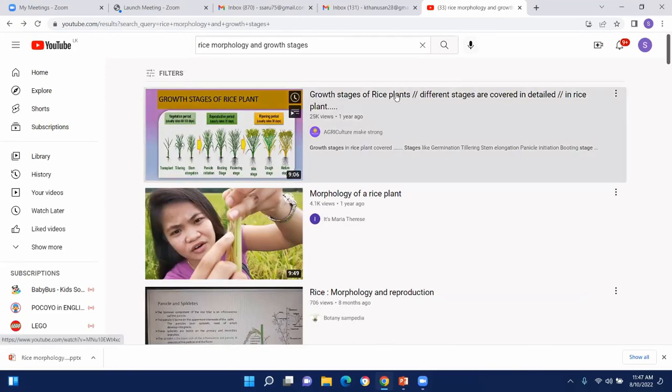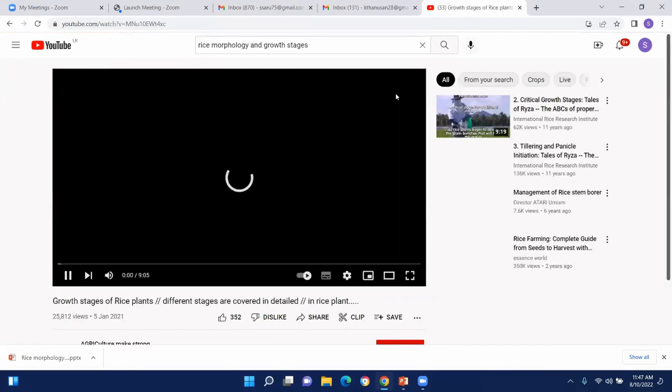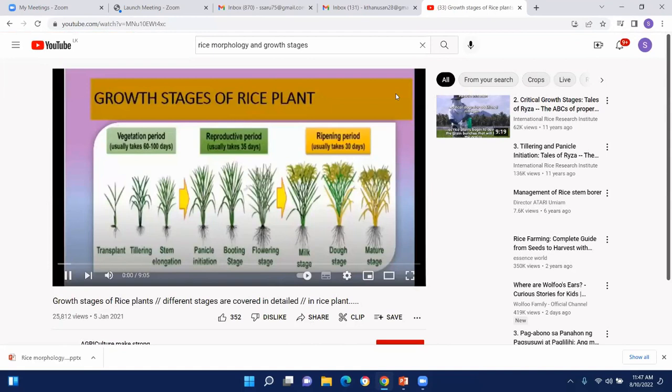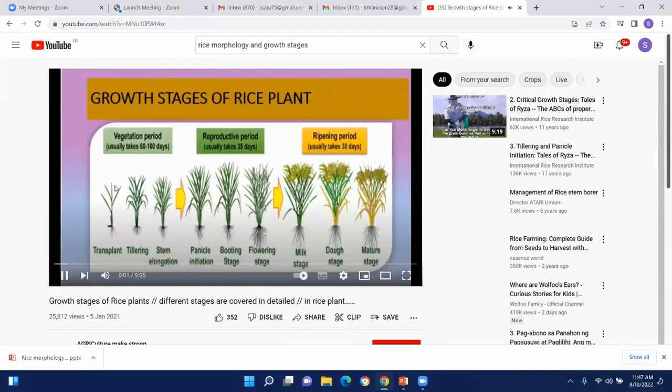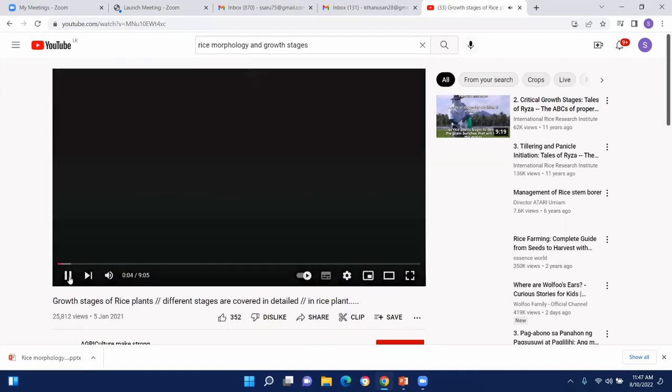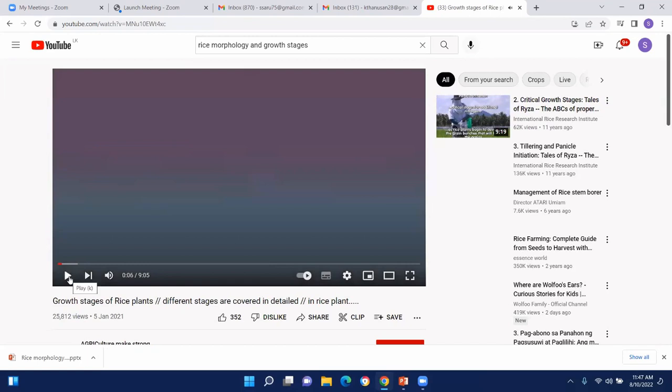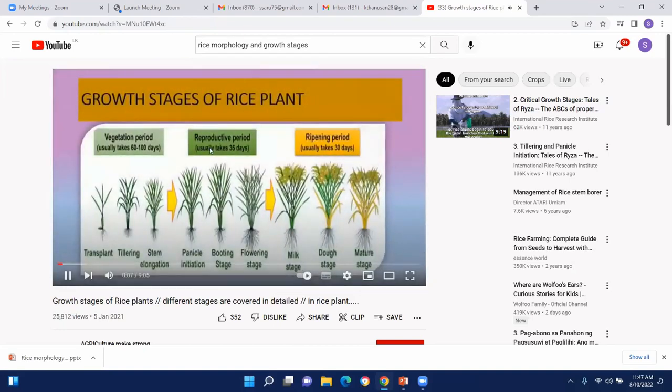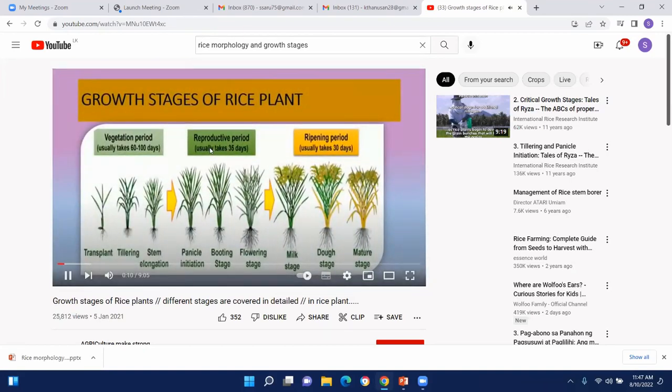Okay, growth stages of the rice plant. We will see about the growth stages. Normally there are three stages: the vegetative stage, the reproductive stage, and finally the grain filling and maturity stage. Okay, grain filling and maturity stage. Let us study about growth stages of the rice plant.